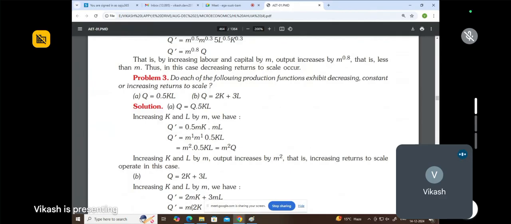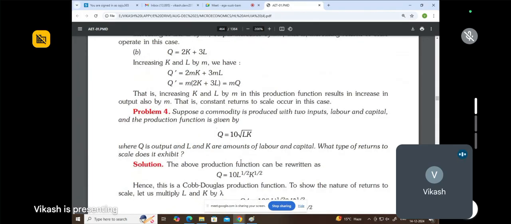Like this, in problem number 3, you will get two production functions A and B, and you have to identify the return to scale with the proof. So this is the proof of how to identify. So by this method you need to do this.